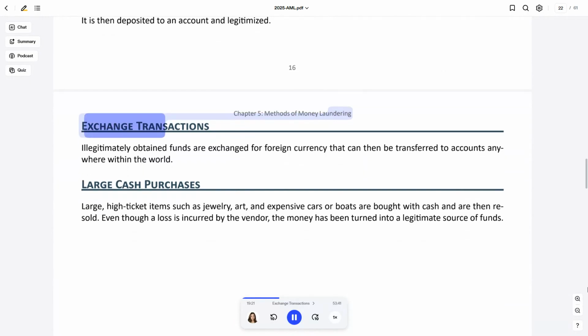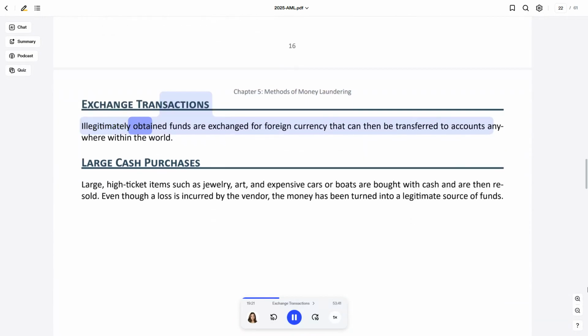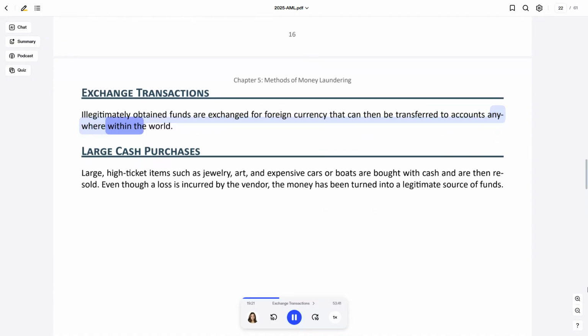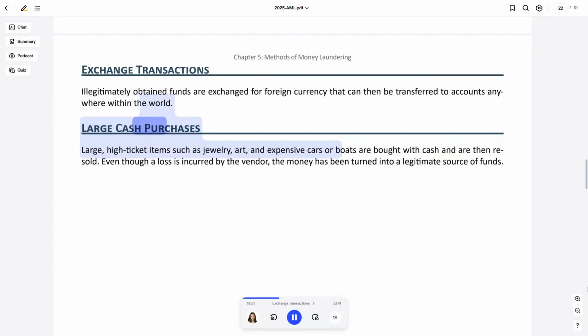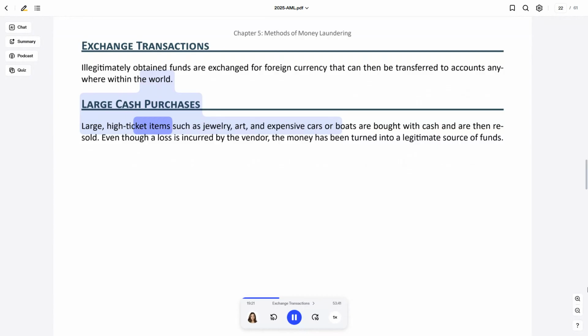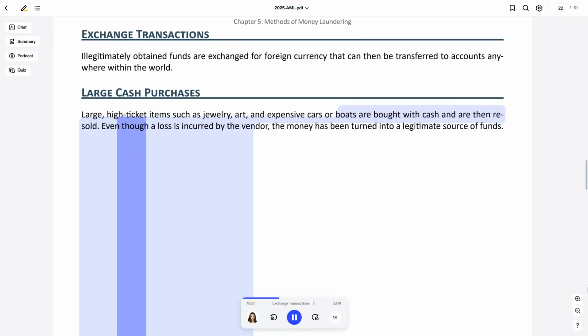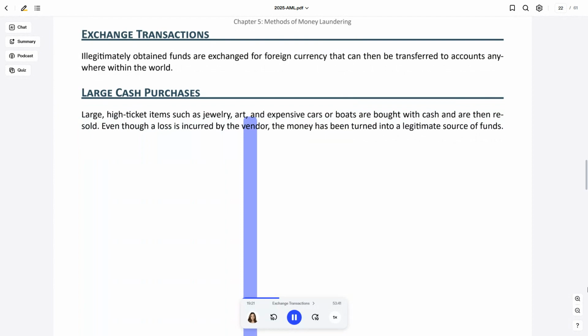Exchange transactions. Illegitimately obtained funds are exchanged for foreign currency that can then be transferred to accounts anywhere within the world. Large cash purchases. Large, high-ticket items such as jewelry, art, and expensive cars or boats are bought with cash and are then resold. Even though a loss is incurred by the vendor, the money has been turned into a legitimate source of funds.